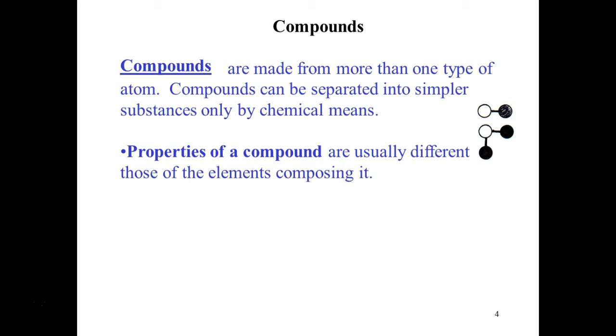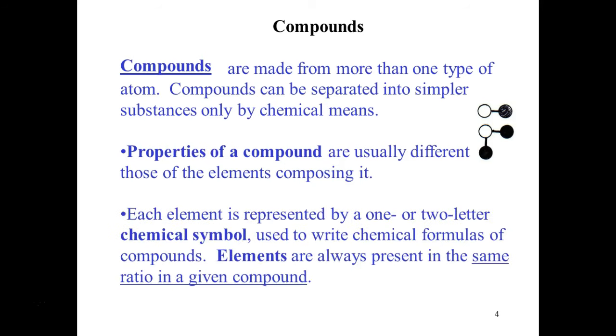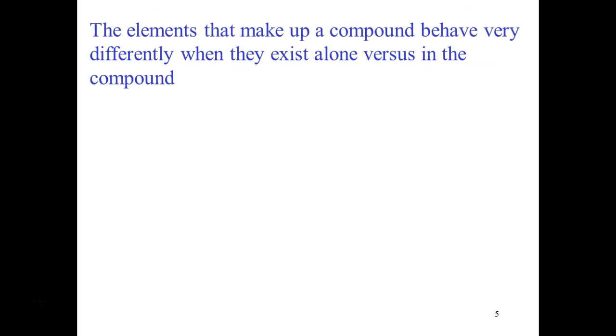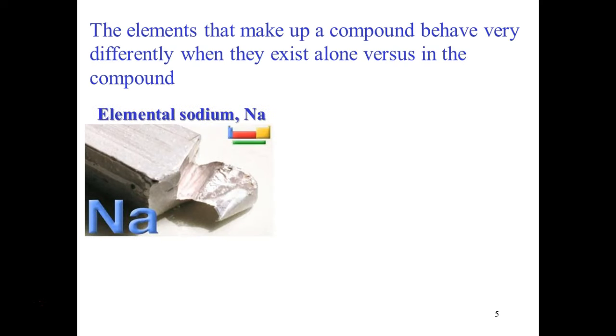And the properties of the compound are usually very different from the elements that make it up, which we'll look at in a minute. Each element is represented by a one or two letter chemical symbol, which is used to write the chemical formulas of compounds, and the elements are always present in the same ratio in a certain compound.